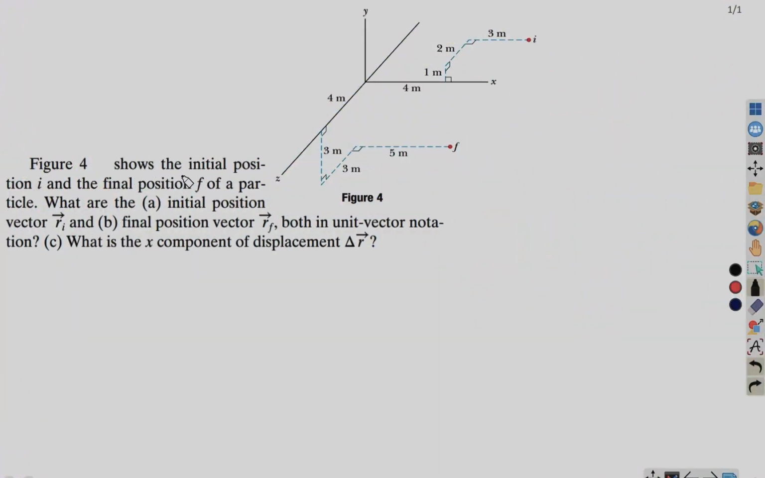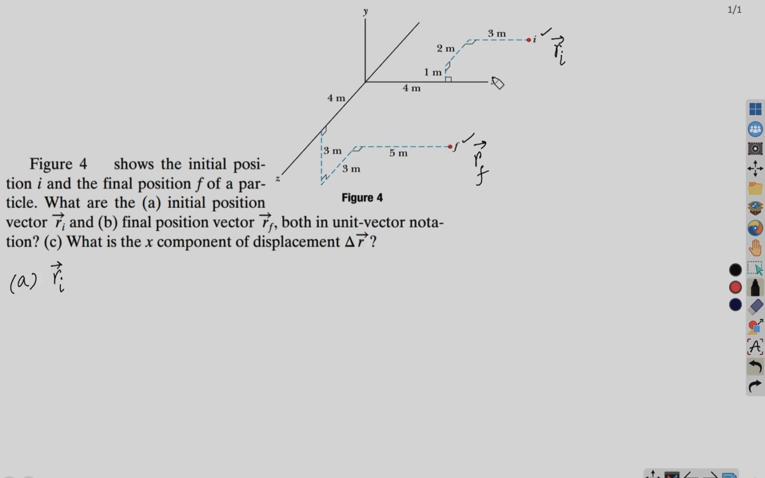Given a figure shows the initial position I and the final position F of a particle, what are the initial position vector Ri and the final position vector Rf, both in unit vector notation? Okay, so let's start with the problem A. We have to determine the Ri vector.